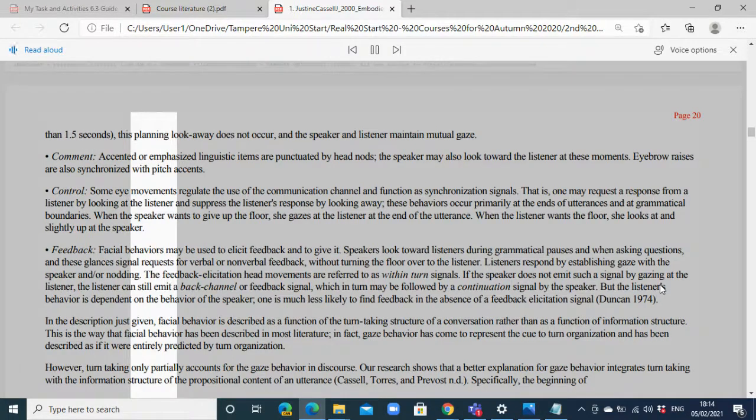Eyebrow raises are also synchronized with pitch accents. Control. Some eye movements regulate the use of the communication channel and function as synchronization signals. That is, one may request a response from a listener by looking at the listener and suppress the listener's response by looking away. These behaviors occur primarily at the ends of utterances and at grammatical boundaries. When the speaker wants to give up the floor, she gazes at the listener at the end of the utterance. When the listener wants the floor, she looks at and slightly up at the speaker.